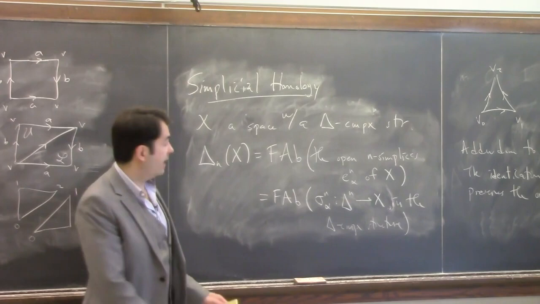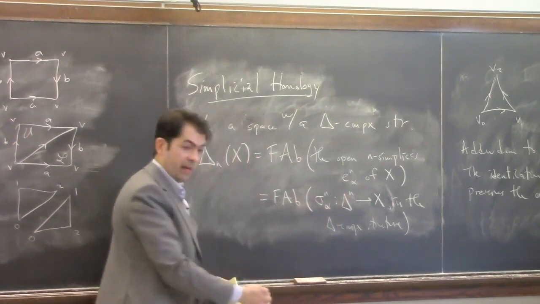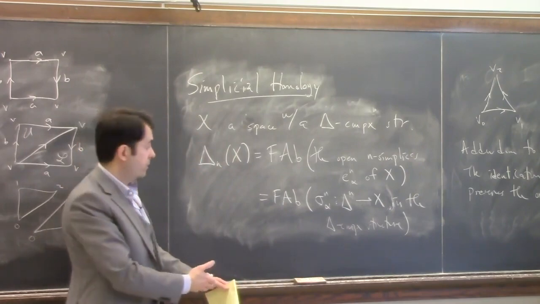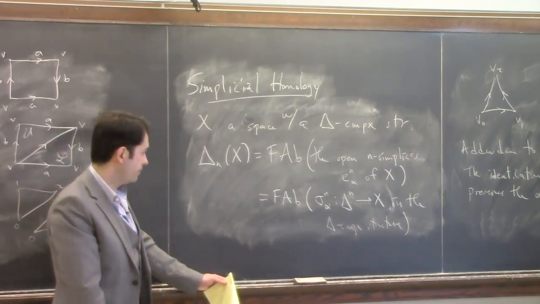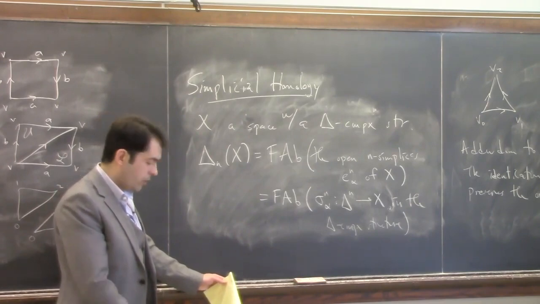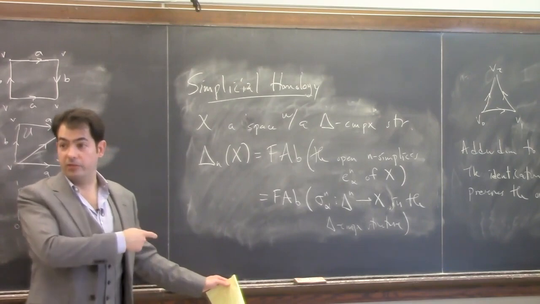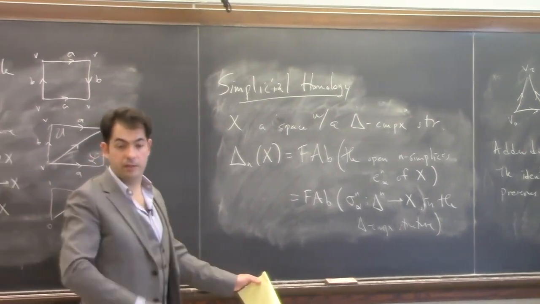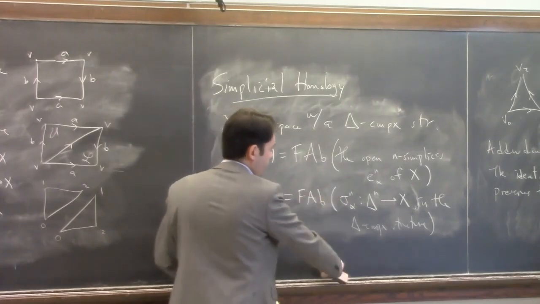Okay, so every cell has an attaching map, right? So you may as well use the attaching map. We know that every point is in the interior of exactly one of these, so there's no loss of generality, no loss at all, in just using these maps instead of the cells.